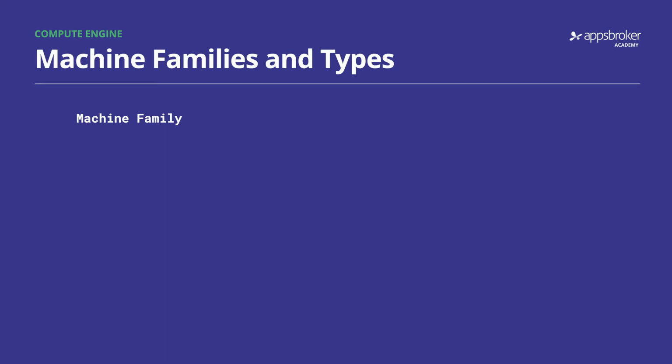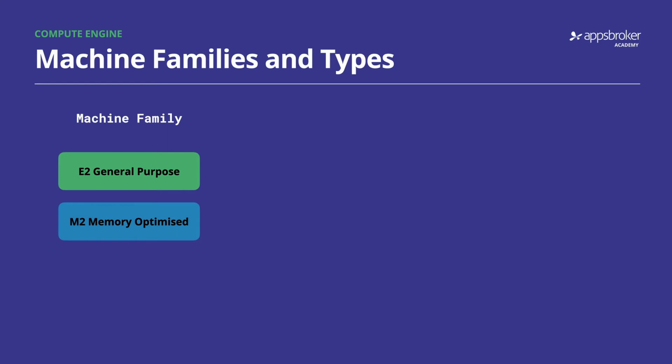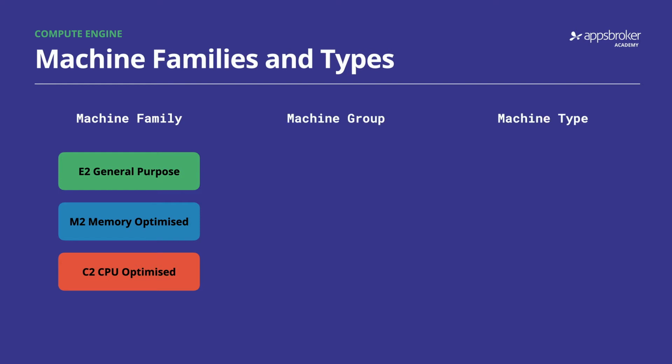Some example families are E2 for general cost-optimized computing, M2 for memory-optimized instances, and C2 for CPU-intensive workloads. And again, there are other families, these are just a selection. Within each family, we have a number of machine types to choose from, and these are also grouped.